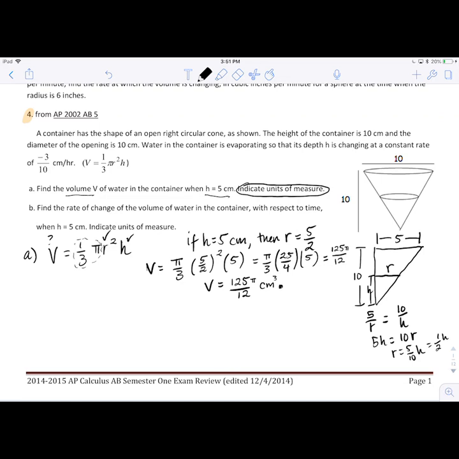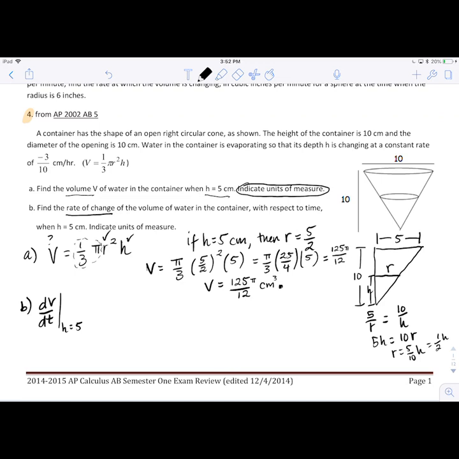All right, so that gives us part A. Part B is when we actually get into the calculus, and it says find the rate of change. That should be a big indicator of what you need to do here. Find the rate of change of the volume of the water with respect to time when h is equal to 5. Okay, so I want dV/dt, the rate of change of the volume with respect to time when h is equal to 5.